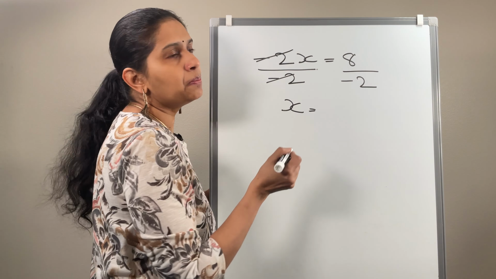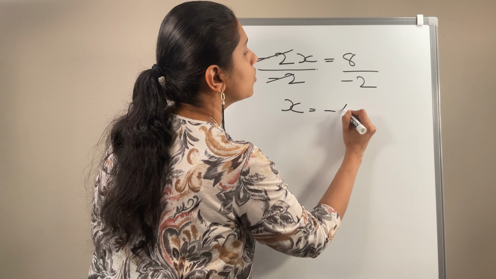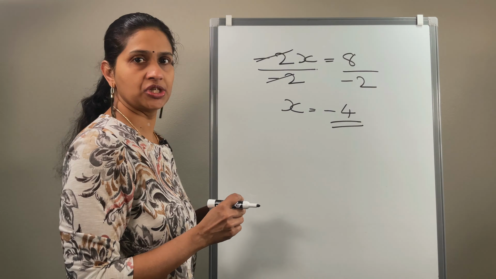And what is 8 by minus 2? 8 divided by minus 2. That is going to be equal to minus 4. So x equal to minus 4 is the solution.